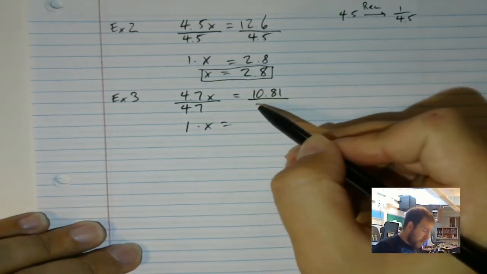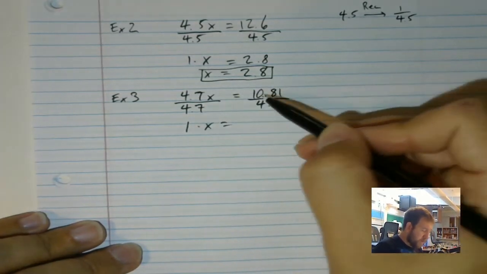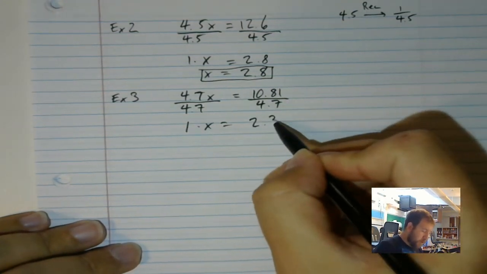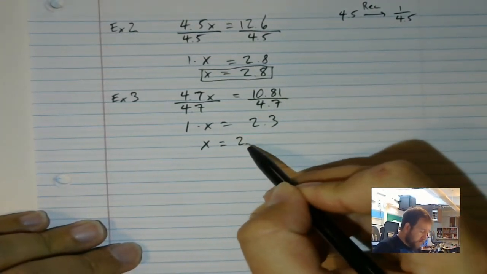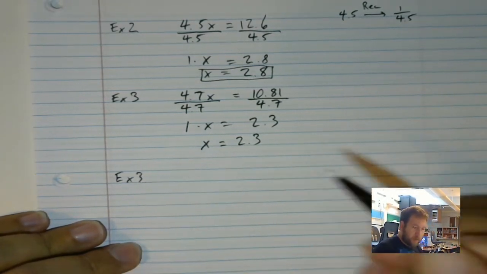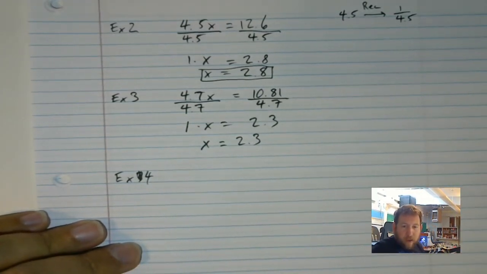Oh, I forgot to divide. It has to be 4.7 though, because that's what it was on the other side of my little equation. 10.81 divided by 4.7 equals 2.3. Nice. Oh, I've got to simplify, of course. x equals 2.3. I want to do one more quick one. Sorry, this is not example 3. This is example 4. And this one just might be a tiny bit different.